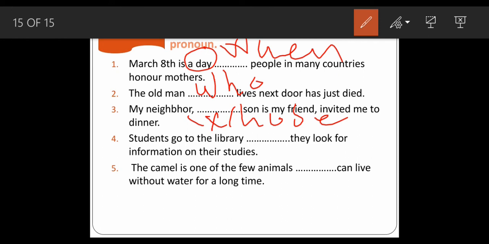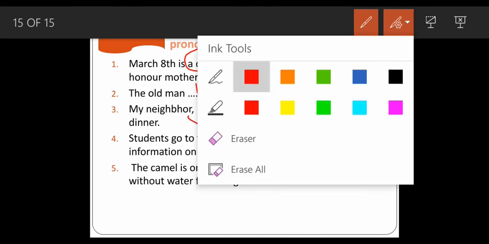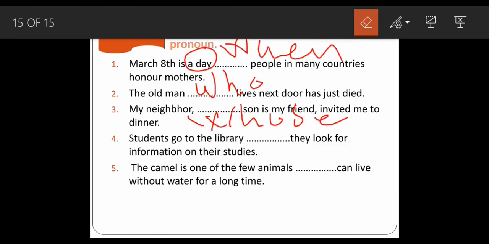Number 4, students go to the library. They look for information on their studies. So here the noun we are going to describe is library. So library is a place. So we should use where. Students go to the library where they look for information on their studies.